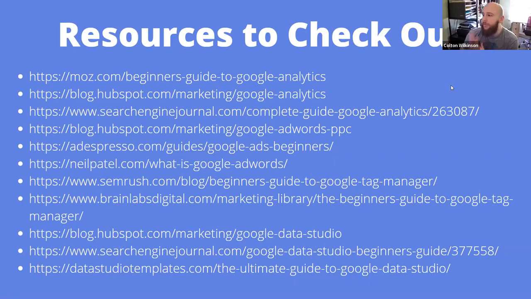So resources that you guys can check out. Again, a lot of these resources are things that I mentioned before, moz.com, hubspot.com, Neil Patel was one I think I mentioned before. For Tag Manager and things like that, you will have to get a little bit more technical, like I mentioned. SEMrush has a good guide to how to install that and set that up. Search Engine Journal has some good stuff for Google Analytics and Google Data Studio as well. And then there's also some Data Studio templates you can get just to make things easy for you as well.